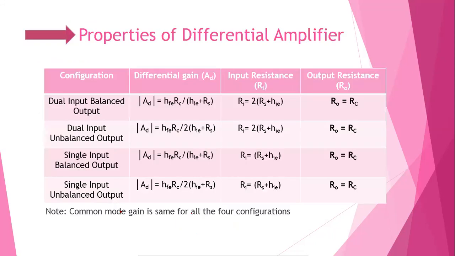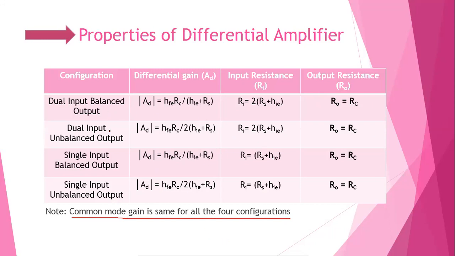Now we will compare all the 4 configurations with respect to differential gain, input resistance and output resistance. Here we are not discussing the common mode gain Ac, because this common mode gain is the same for all the 4 configurations. So we are not including it in this table.